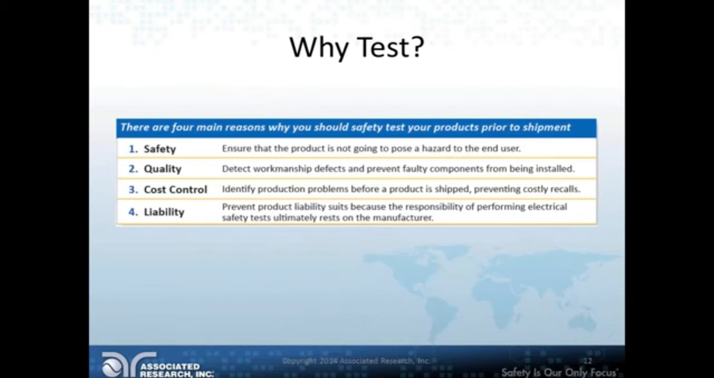But why are we testing in the first place? Why do we run a high pot test or a leakage test or a ground bond test on our products? Well, there's four main reasons. There's more than four, but I can break these down into four main reasons why we should test products prior to shipment. First and foremost, the number one is safety. We want to ensure that a product is not going to pose a hazard to the end user.